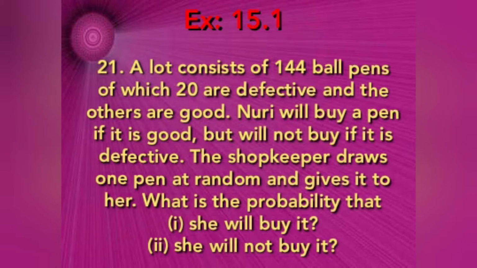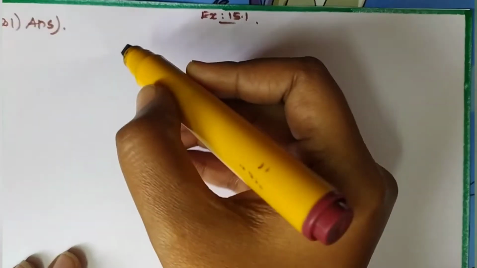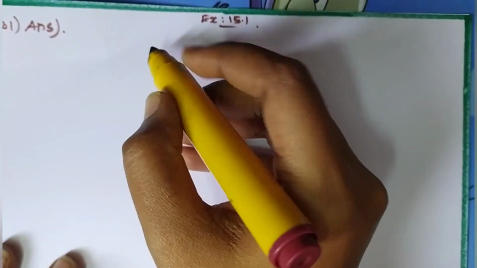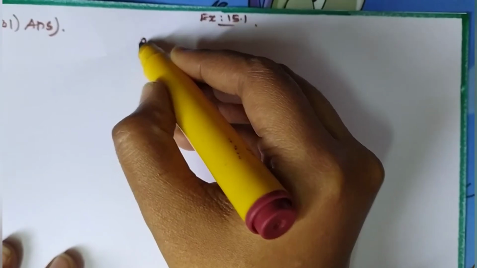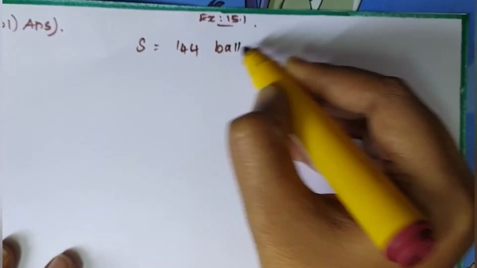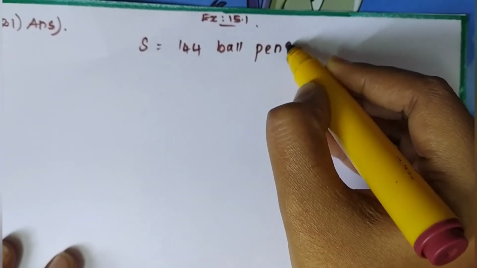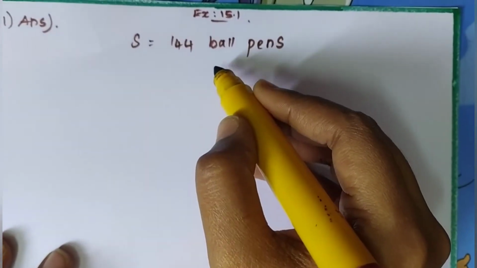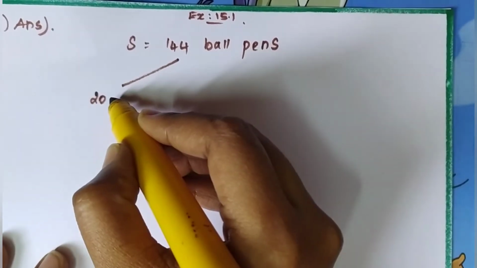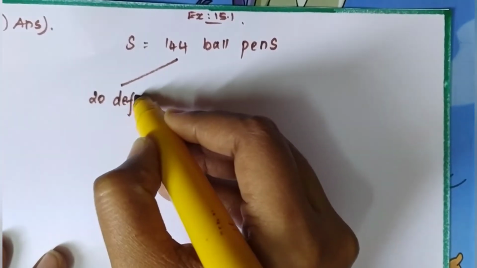So what is the sample space here? 144. Now see the problem. A lot consists of totally how many ball pens? 144 ball pens. So S is equal to 144 ball pens. And then in that, 20 are defective. 20 are defective pens.